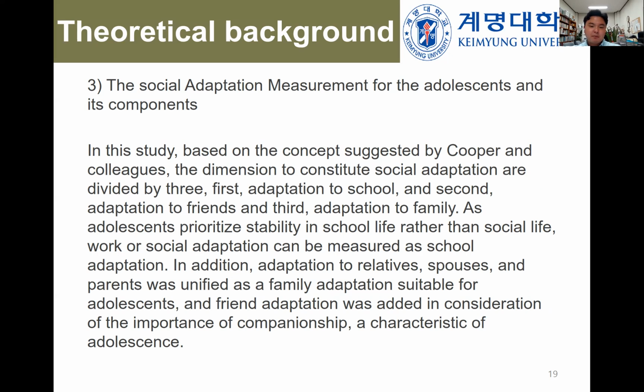As adolescents prioritize stability in school life rather than social life, work or social adaptation can be measured as school adaptation. In addition, adaptation to relatives, spouse, and parents was unified as a family adaptation suitable for adolescents. And friend adaptation was added in consideration of the importance of companionship and characteristics of adolescents.